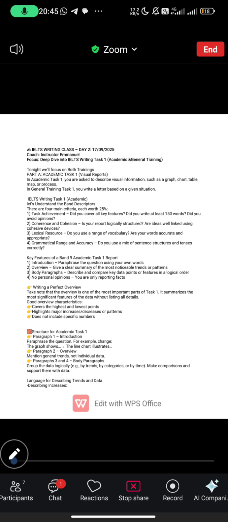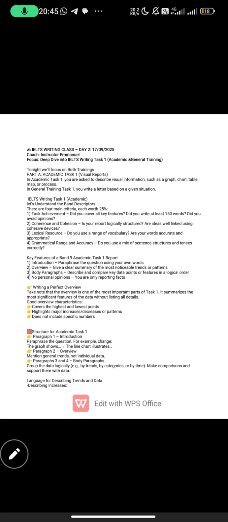It highlights major increases or decreases or patterns. It does not include specific numbers. Go to the highest and the lowest. Overall, the word overall there is to try to tell you how these things can be well written. Overall, do you grab? So you're not putting numbers, you're not putting figures, you're just summarizing, you're just being brief.